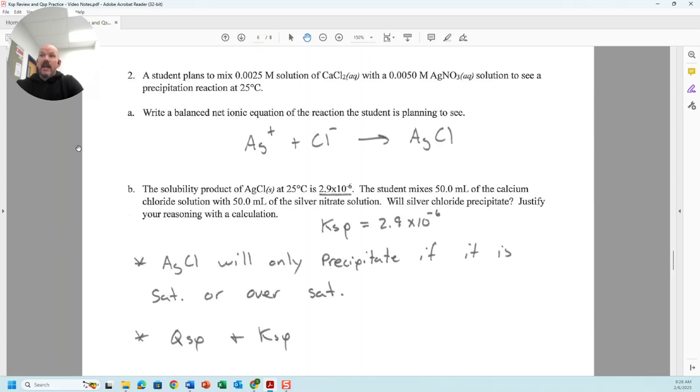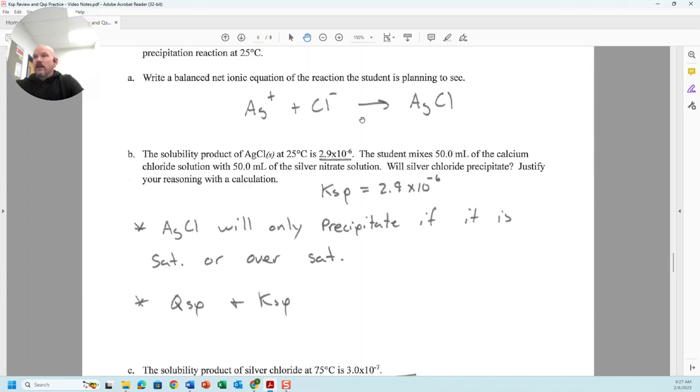Notice it's the reverse of a Ksp reaction, right? So a precipitation reaction is kind of the reverse of a Ksp dissolving reaction. So that's something to maybe make a note of, okay? So, if I mix that with that, I would expect silver chloride to precipitate, but maybe it won't. So the question is, will it precipitate? And what's going to make it precipitate? It's going to precipitate if these concentrations are oversaturated, and then some of it will stick together and form a solid, right?